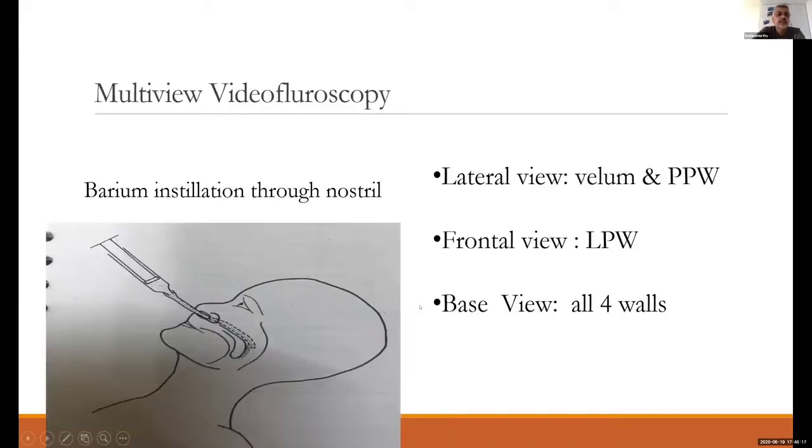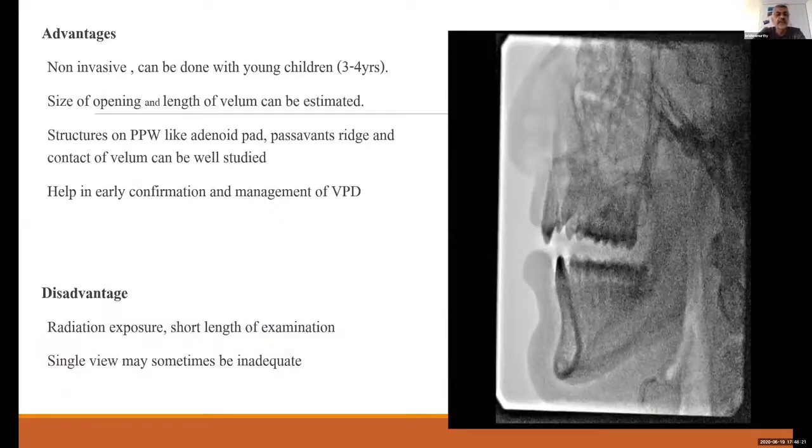Now, the disadvantage being, can we go back? Sorry. The disadvantage of this is that you have a radiation exposure, there's a shorter length of examination, and unavailability of equipment might be an issue. Even when you have it in a hospital, you may not have access for your cleft patients. That might be an issue.